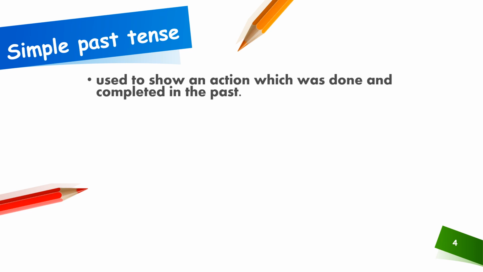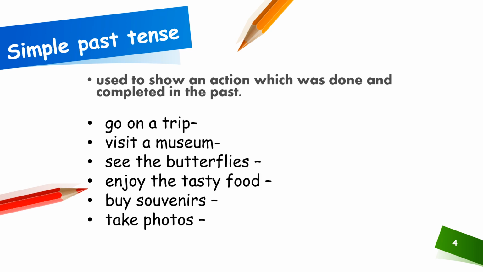Okay? Right. Let's look at these phrases that we might use when we write an email about a trip. Can you change them into the past tense? For example, you go on a trip. Alright? So when we write the email, we have to write, we went on a trip. Okay? What about visit a museum? Now, visit, we have to change to visited a museum.